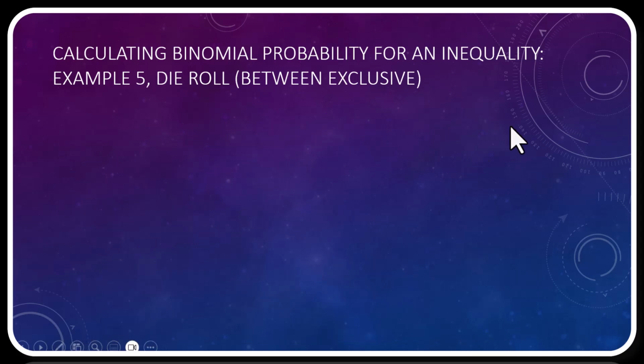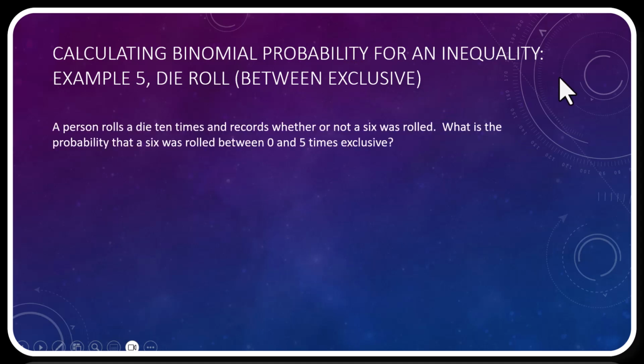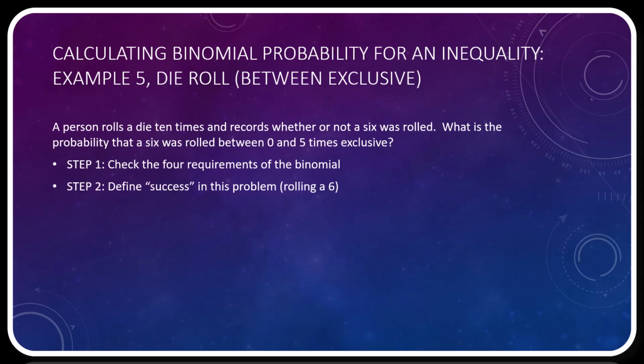Let's work another example. This time we will work an example that is exclusive of the endpoints. So very similar to the problem we just did, we're still working with a die roll. So they roll the die 10 times and record whether or not a 6 was rolled. What is the probability that a 6 was rolled between 0 and 5 times exclusive? So again, this time we're excluding our endpoints. The first step is to check the 4 requirements of the binomial. Again, we are going to assume that all 4 have been met, and then we will proceed.